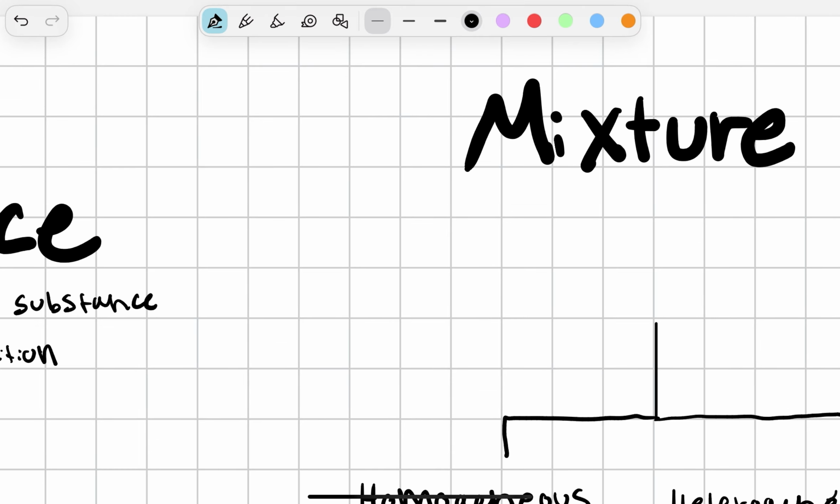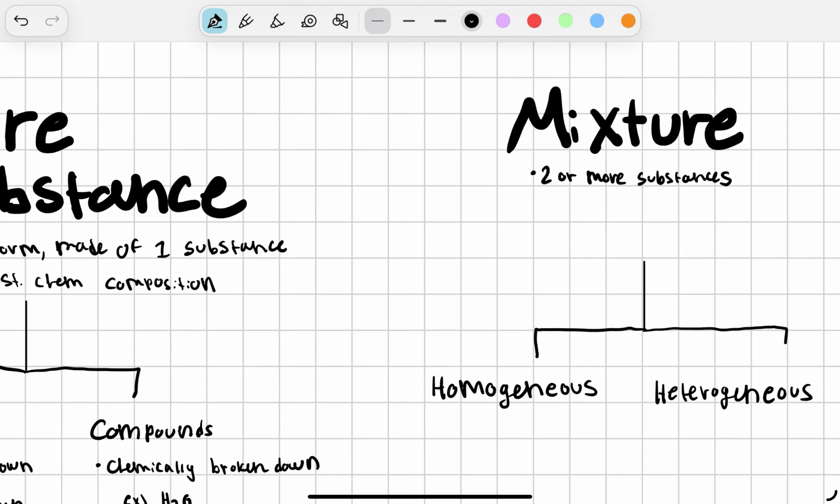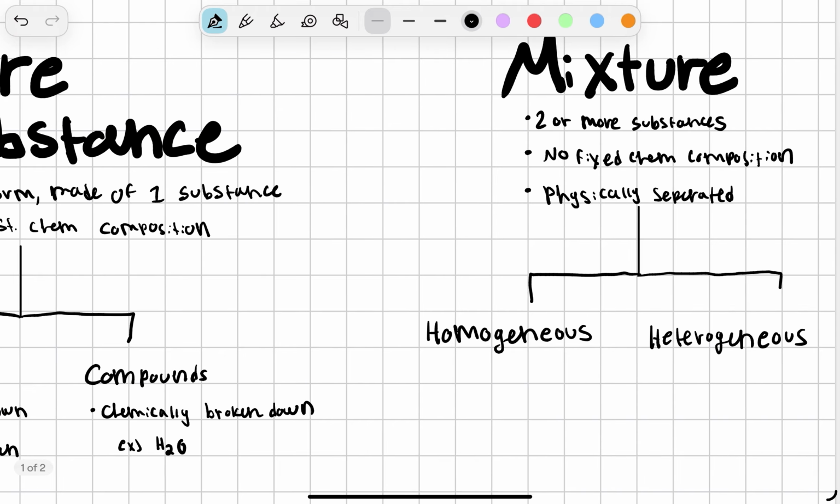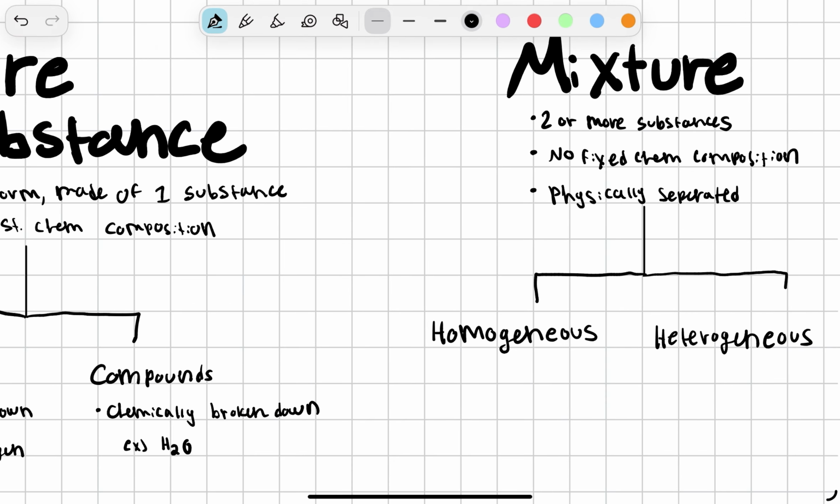For mixtures, it's made of 2 or more substances. Okay? And it has no fixed chemical composition. Unlike compounds, mixtures can be physically separated. And mixtures can be broken down into 2 categories: homogeneous and heterogeneous.